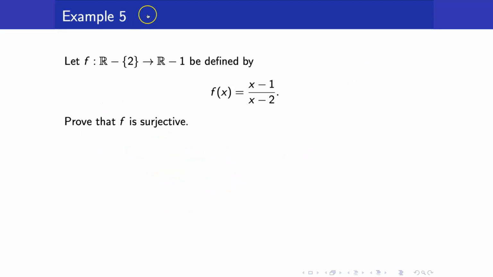Here's another example. So we have a rational function from the set of reals take away 2 to the set of real numbers take away 1. Let us show that f is surjective. So again, we get an arbitrary element in the codomain.